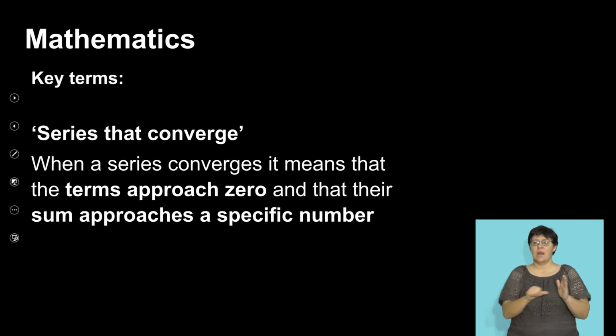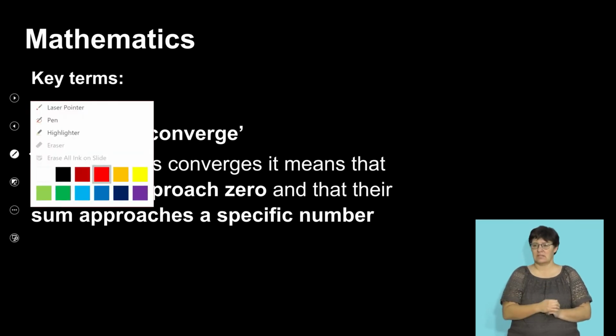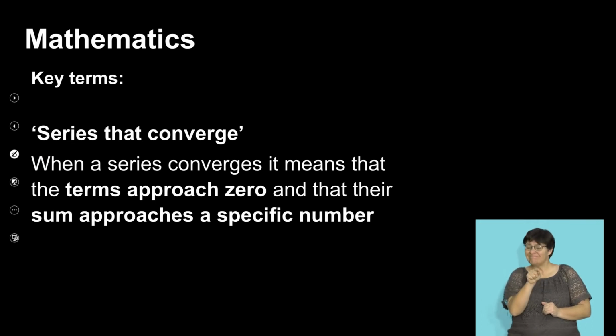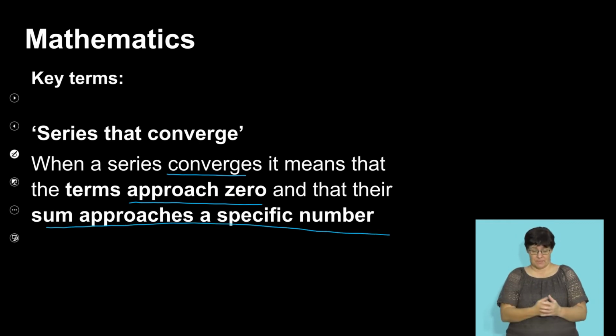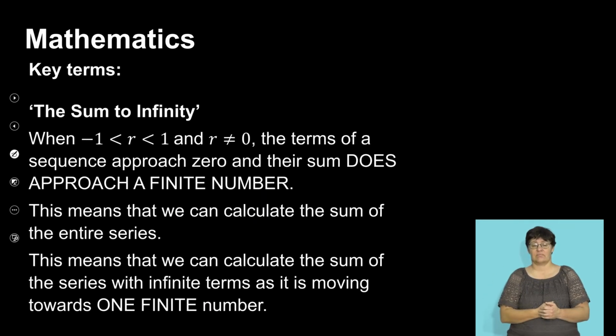So the key terms that I just want to make sure everyone is happy with: series that converge. This means that when a series converges, the terms approach 0 and their sum approaches a specific number. So this is the definition for a series that converges. Please remember that a series that diverges is the opposite. Cool? We then said that we can calculate the sum to infinity when my ratio is between -1 and 1 and r is not equal to 0.